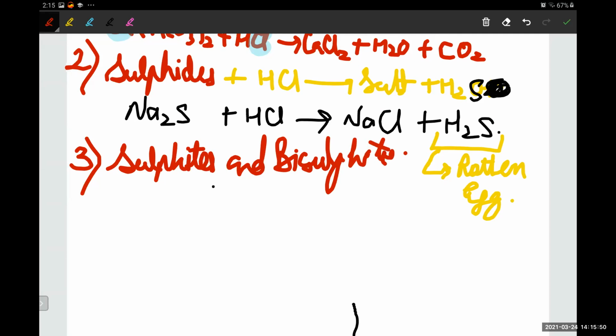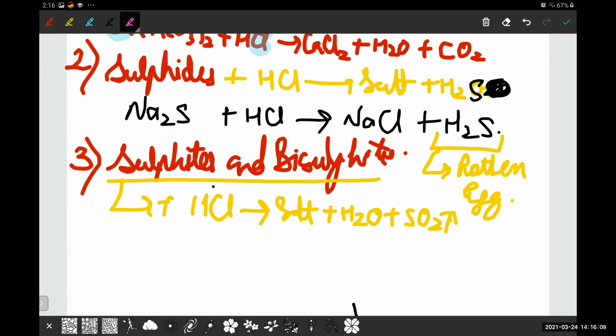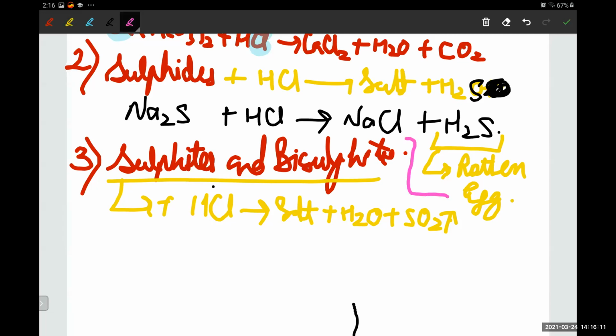So let's look at an example. First of all, the sulfites and bisulfites will react with HCl to give us what? To give us salt. It has oxygen, so it will give us water also, and it will give us SO2. Understood? So let's just separate this reaction because it looks like it's one.